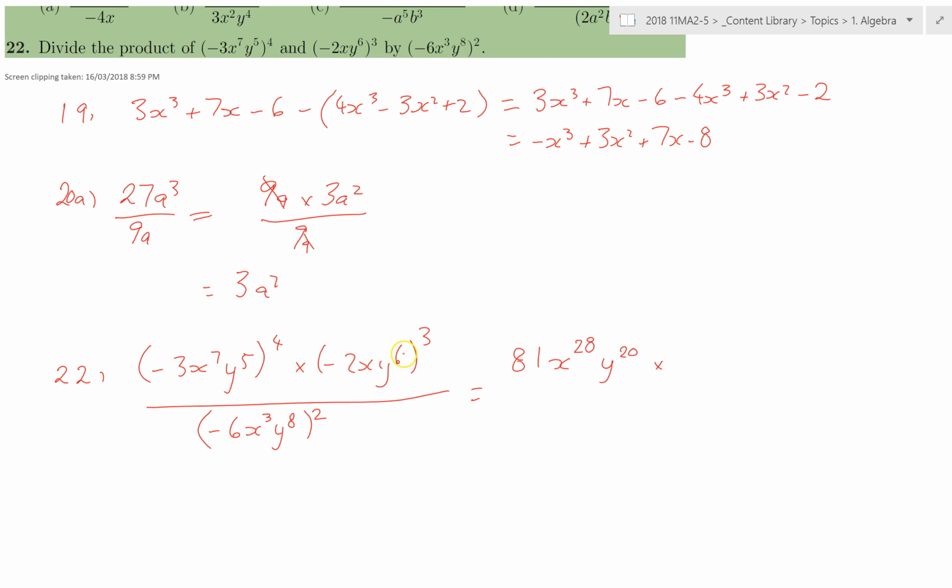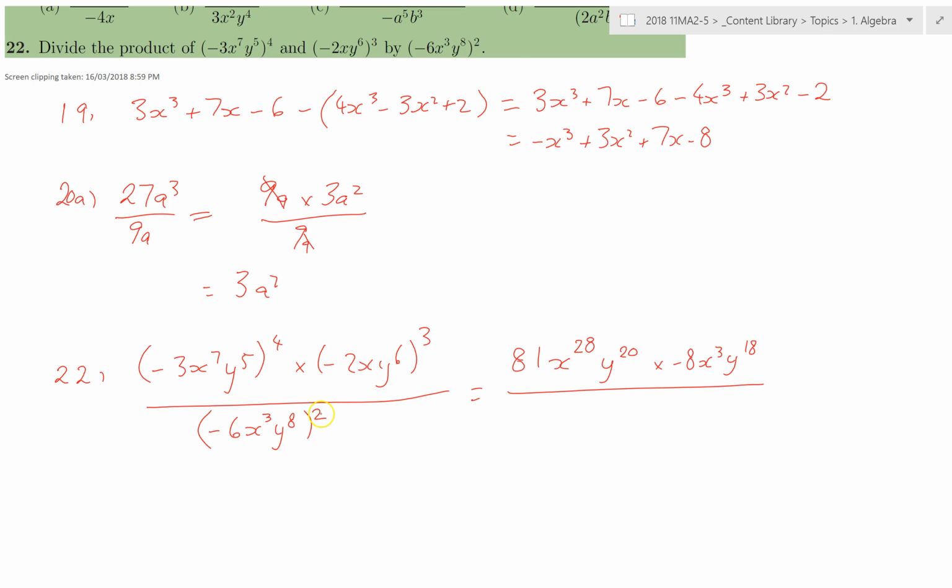Now, negative 2 to the 3 is negative 8. If I take a negative number to an odd power, I get a negative answer. If I take a negative number to an even power, I get a positive answer, sorry, positive answer. Okay, so I get the negative 8, x to the 3, y to the 18, all over now.